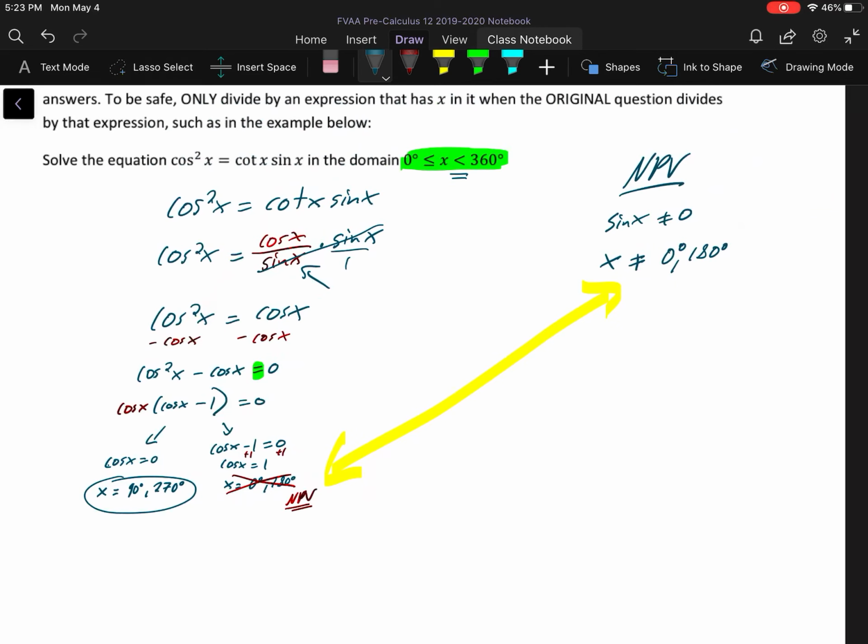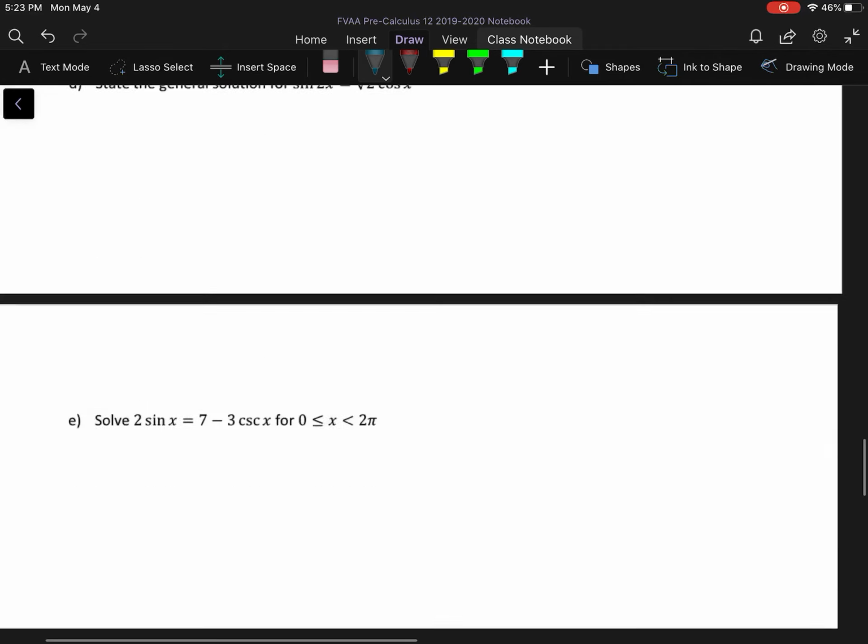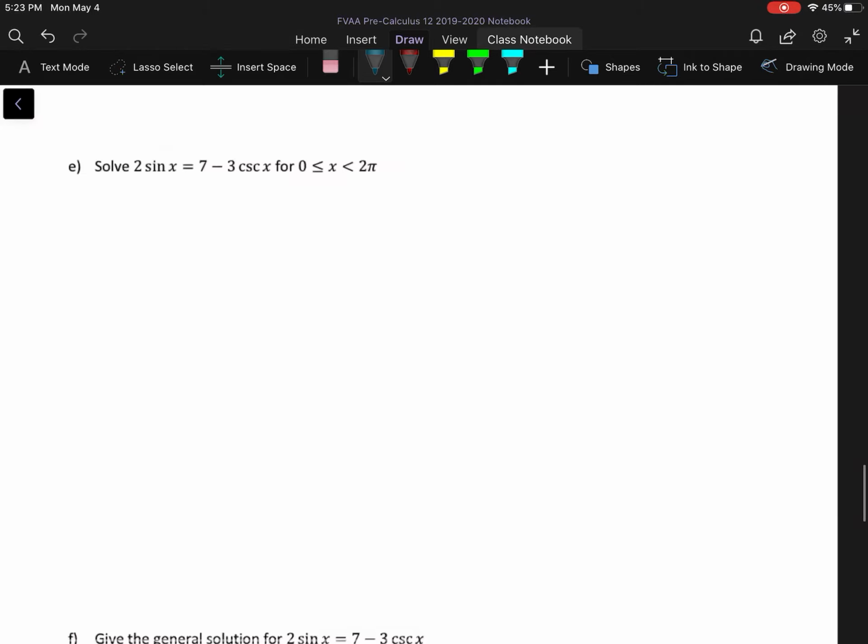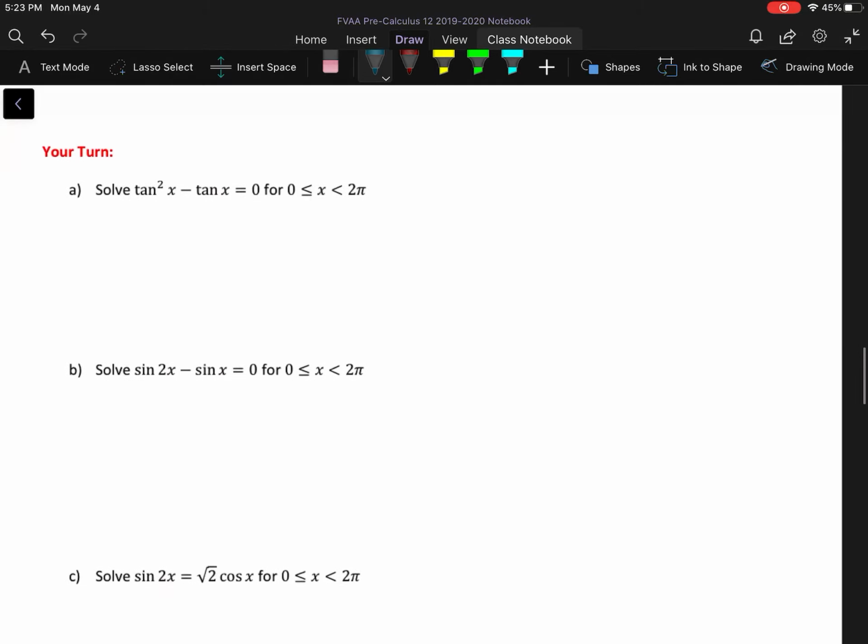Okay, that's essentially the instruction for today. Literally, the rest of the notes is a few more examples, and then that's it. And so, I want you guys.